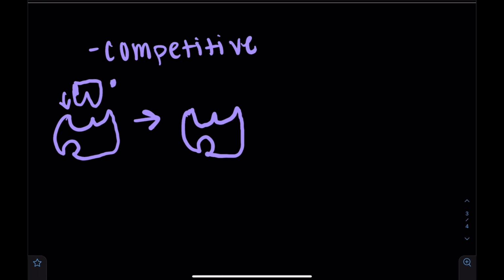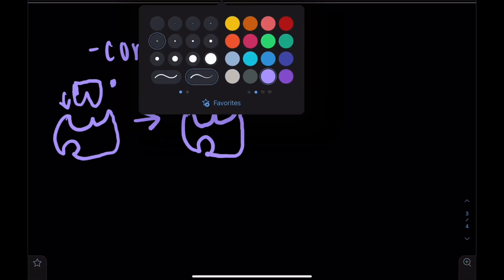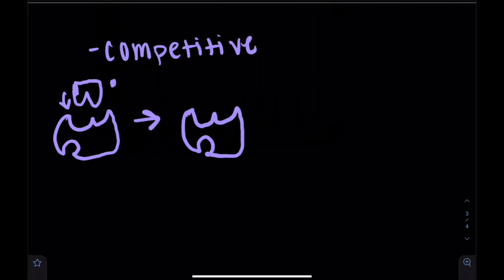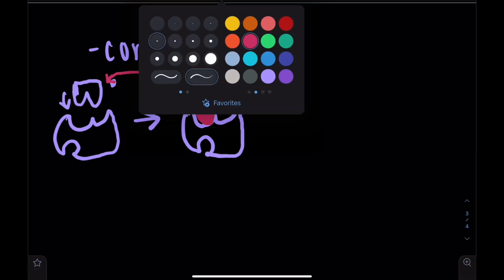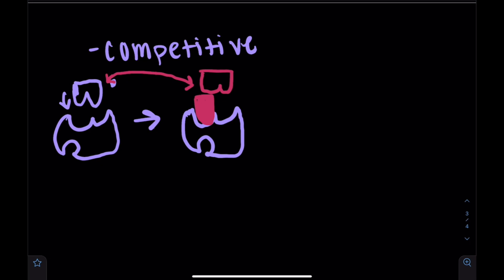And that is because our competitive inhibitor, let me go ahead and change this pencil color. This would be our competitive inhibitor. So this shape over here, our original substrate, can no longer come in over here because this competitive inhibitor is in the way. So it's not going to fit in. And then with our allosteric inhibitor, just so I can show you the difference side by side, let me go ahead and draw out this enzyme.